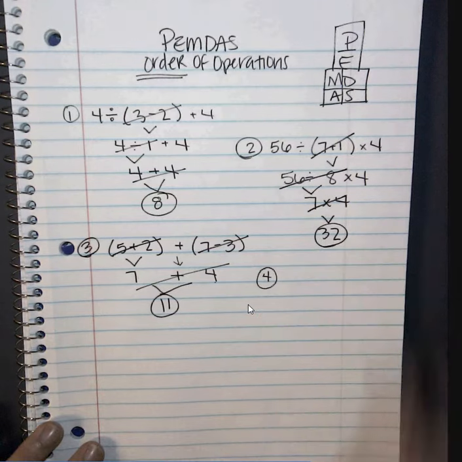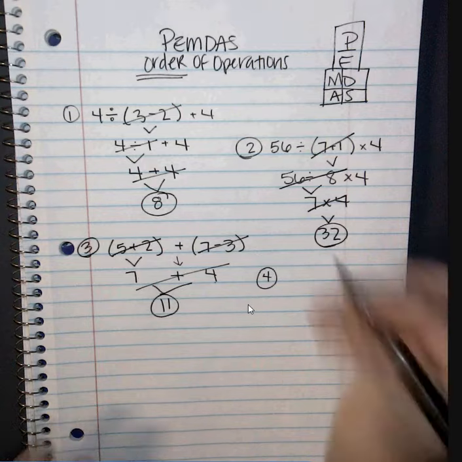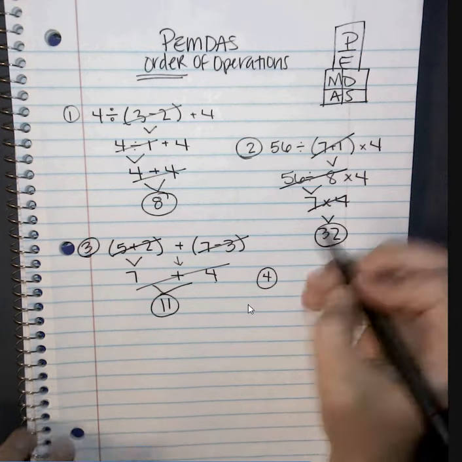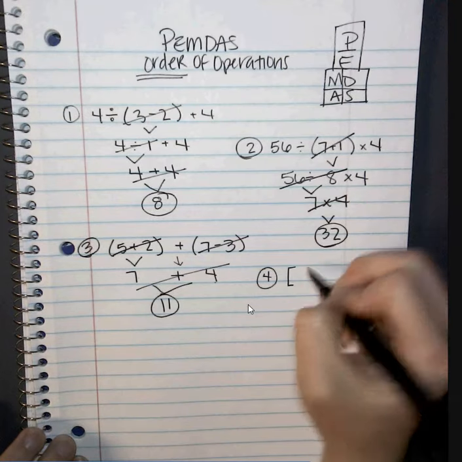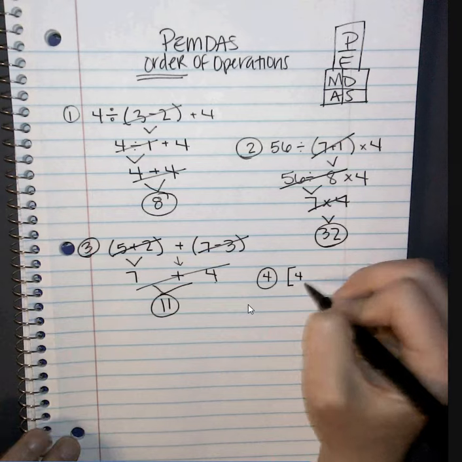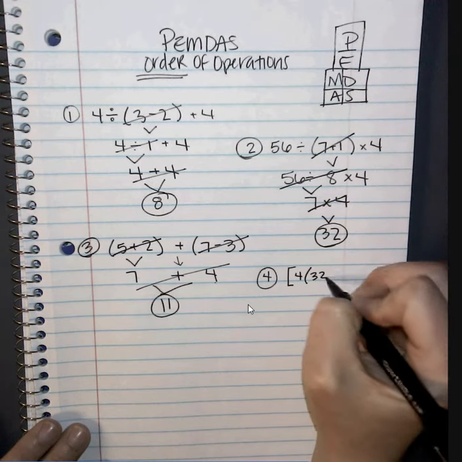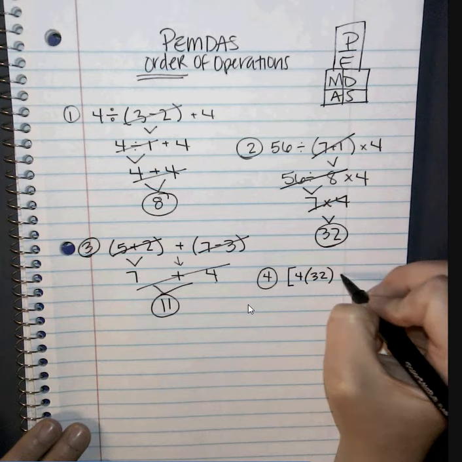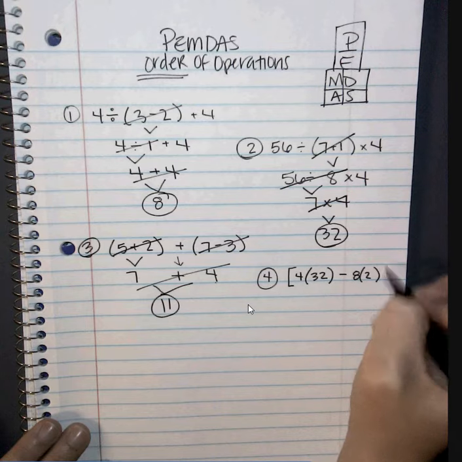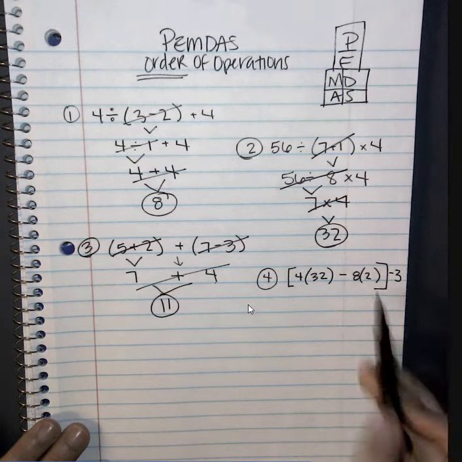This one's going to be a little more tricky because we're going to have parentheses and brackets. And I'm going to be introducing something brand new to you that you've never seen before. So we're going to do a bracket, which is the square. It looks like a square parentheses. So 4(32) minus [8(2)], and then you're going to subtract 3 after you close this bracket.